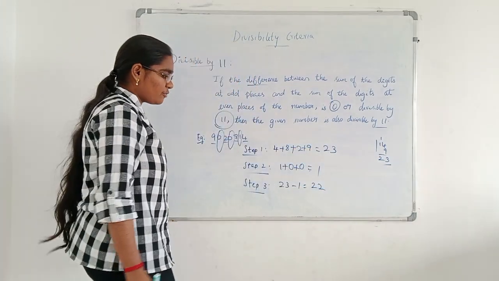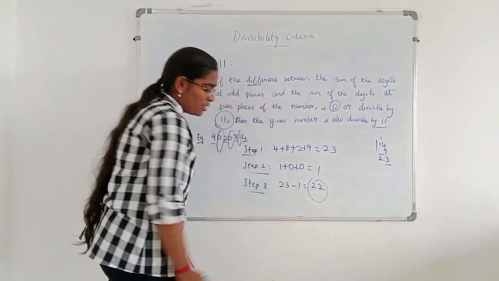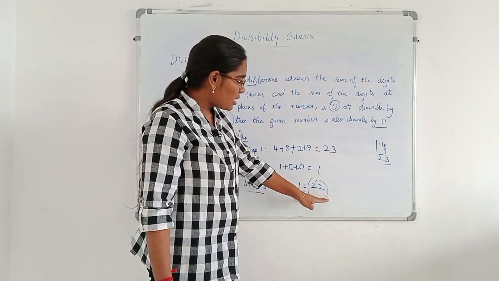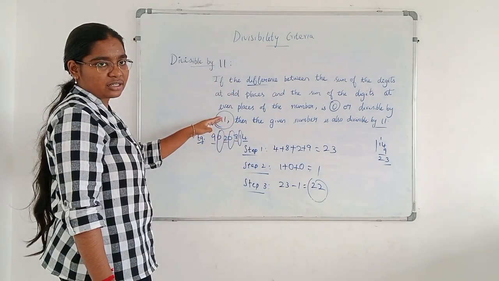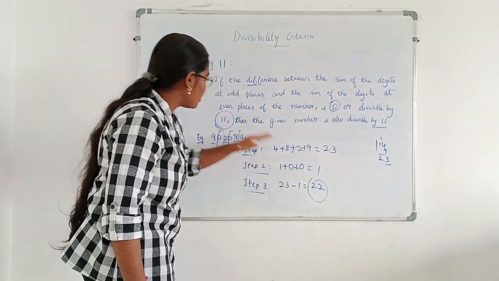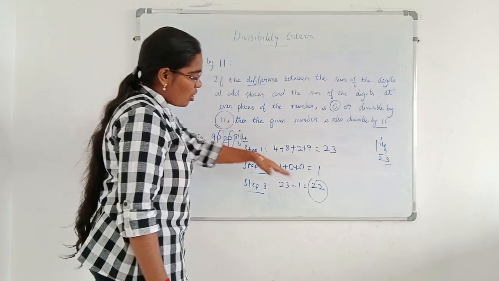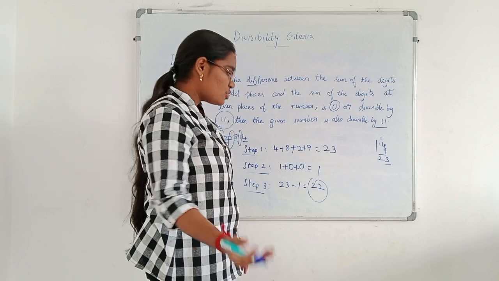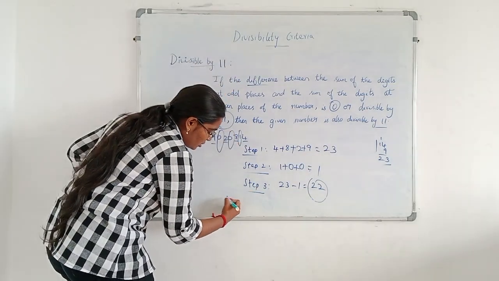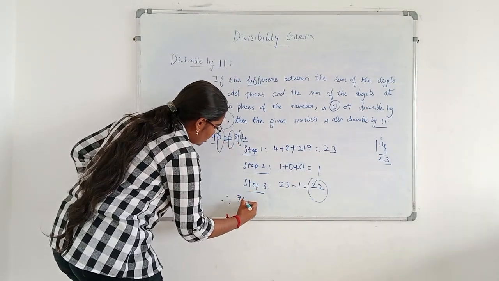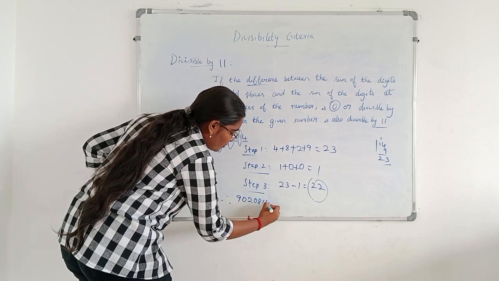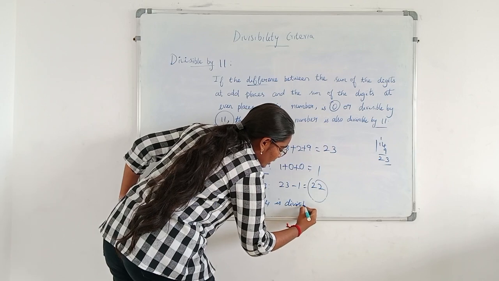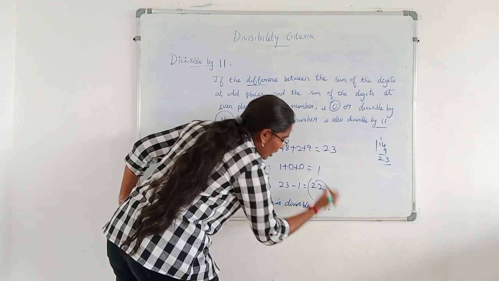Step number 4, you have to check whether this number is a multiple of 11, whether this number is divisible by 11 or not. This 22 is divisible by 11. So, therefore, 9020814 is also divisible by 11. Divisible by 11.